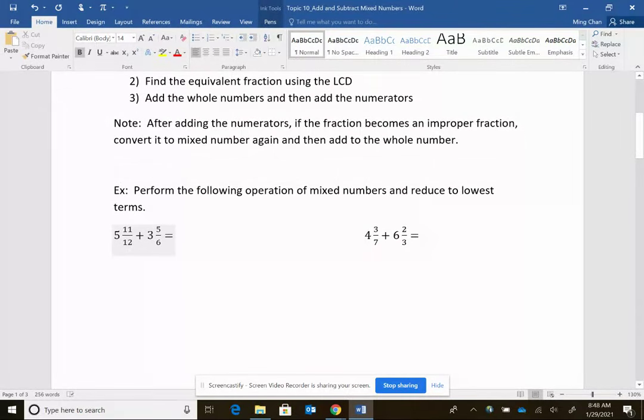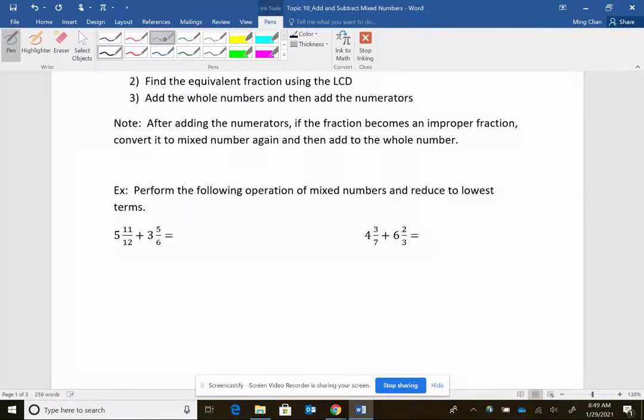So the LCD between 12 and 6 has got to be 12. I'm still going to have my 5. The denominator LCD is 12. Whole number 3, the LCD now is 12. The original denominator 12 going to the new 12 is 1 times, so the numerator times 1 is 11. Denominator 6 becomes the new denominator, the new LCD 12. We got to multiply by 2, so my numerator will be times 2 as well. That becomes 10. This is the second step, finding the equivalent fractions using the LCD.